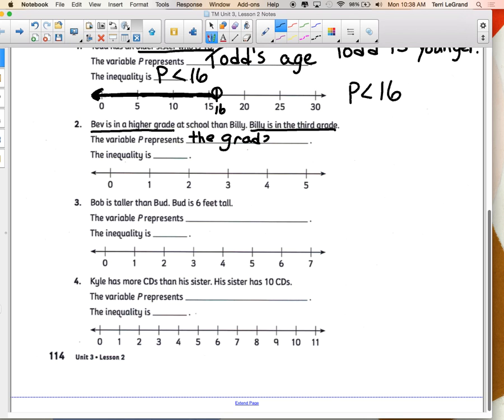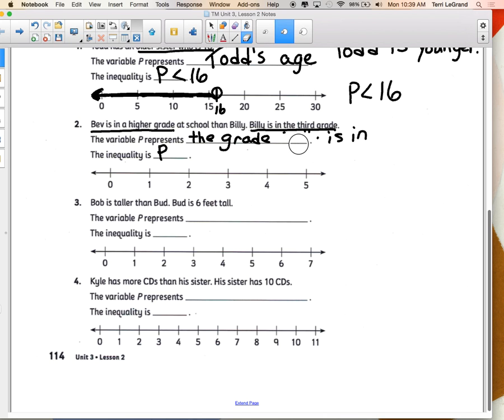So P is going to represent the grade Billy's in. That's what our variable is going to represent. What grade in school is he at? Okay, so we start our inequality with our unknown, P, the grade Billy is in. Remember, I messed that up. It isn't Billy that we don't know, it's Bev's grade that we don't know. So we need to erase that. The grade Bev is in, sorry about that. We already know what grade Billy's in. So we've had to change our variable to be the grade Bev is in.